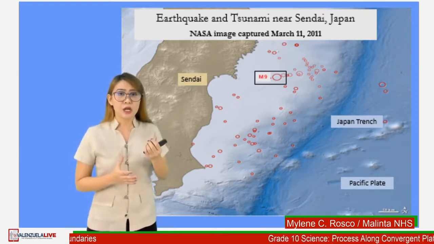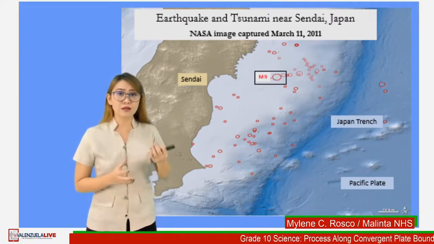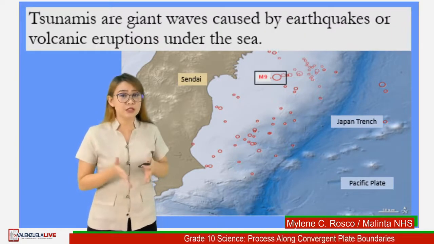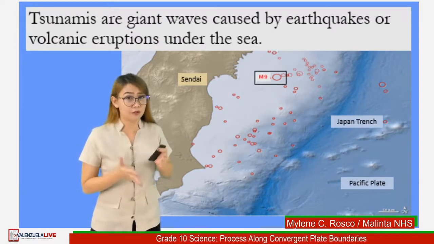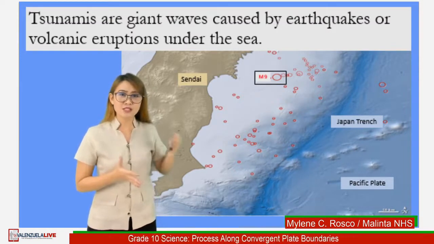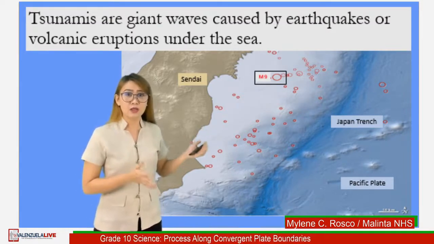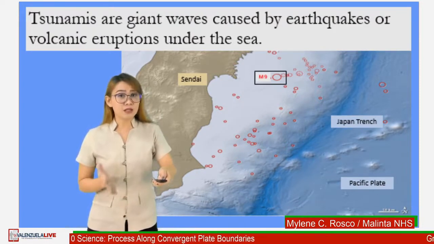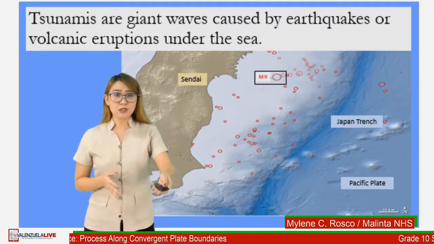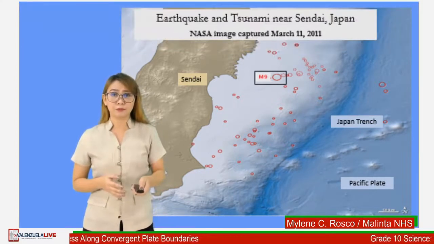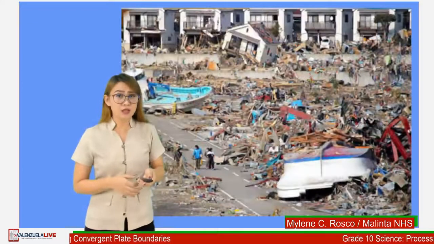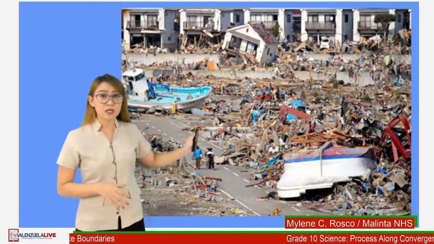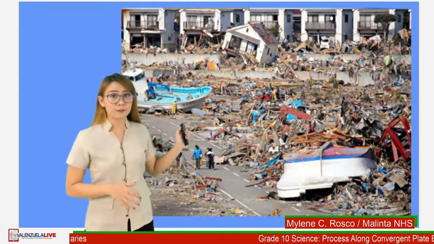This powerful oceanic earthquake induces the production of a tsunami. When we say tsunami, these are giant waves caused by an earthquake or volcanic eruption under the sea. So this under-the-sea earthquake induces the production of a tsunami that devastated many coastal areas in Japan. So you will see here in the picture how devastated Japan was during the tsunami on March 11, 2011.